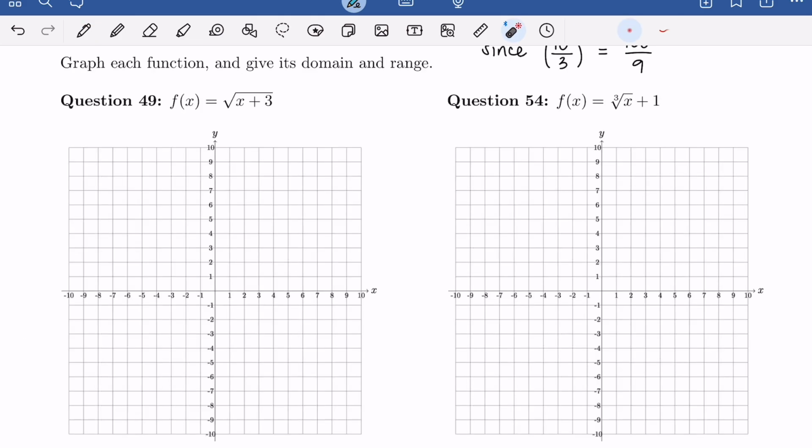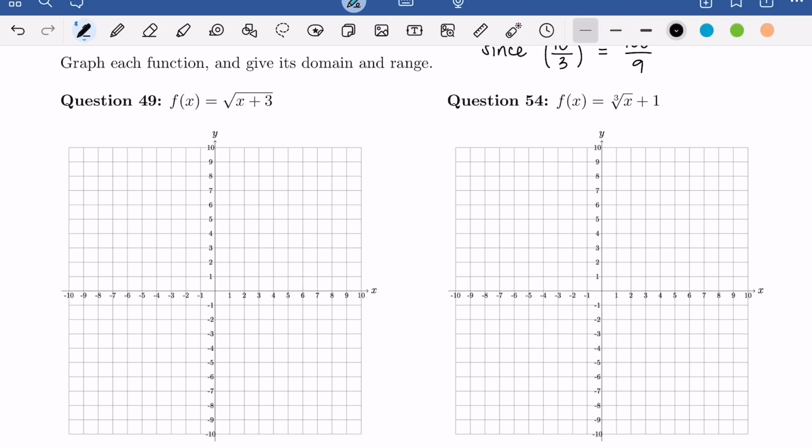All right, so for the next two examples, we're going to be graphing these functions, and we also want to give its domain and range for each one. So for this first question here, we want to graph this function, f of x is equal to the square root of x plus 3.